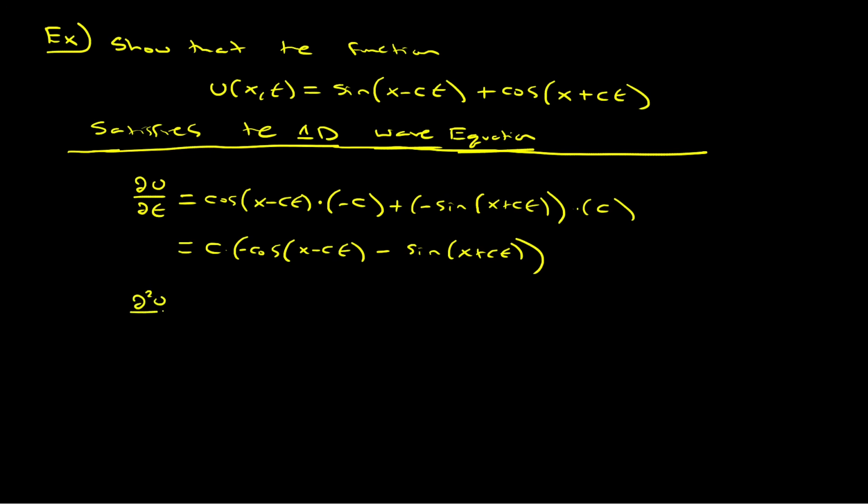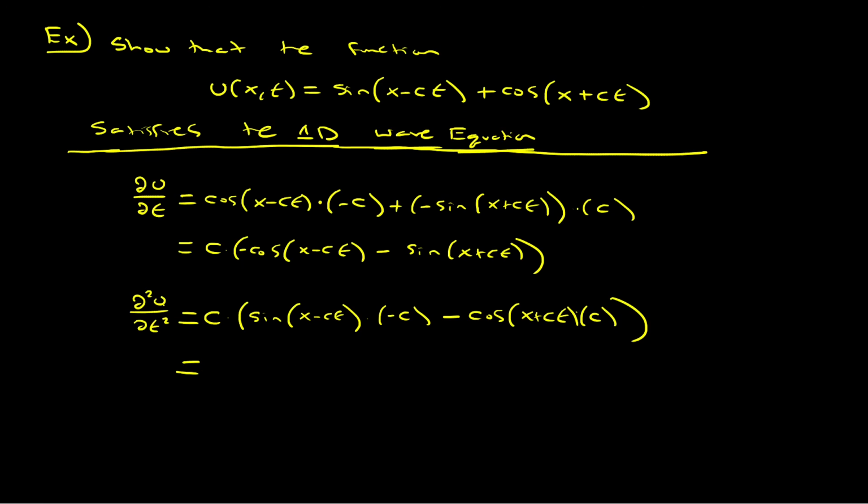And so the second partial derivative of u with respect to time is going to be the partial derivative of this function with respect to time, which will be c times, and this negative sign, the derivative of cosine is negative sine. The negative signs cancel out. Then when you multiply through the chain rule, you get sine of x minus ct times another negative c from the t partial derivative of x minus ct. So the second partial derivative of u with respect to t is going to be c squared times negative sine of x minus ct minus cosine of x plus ct.